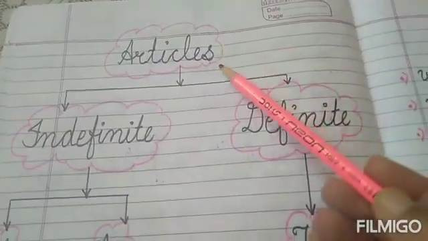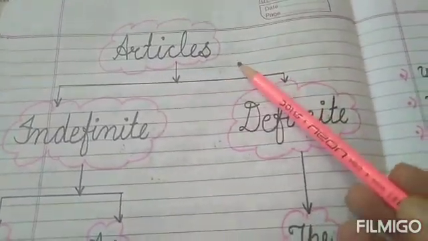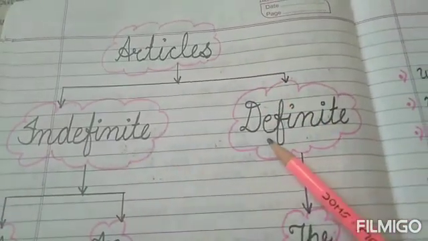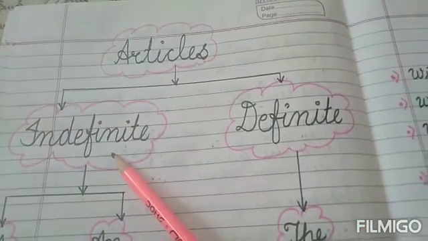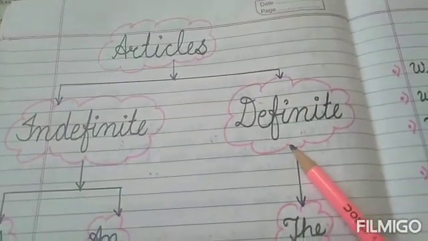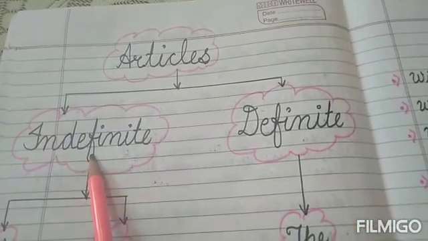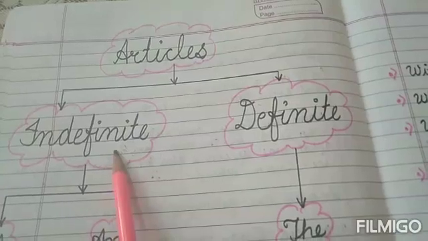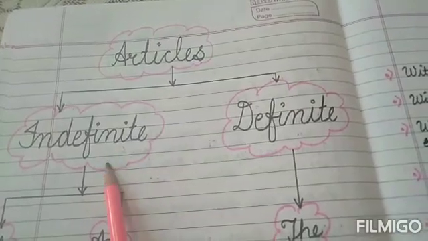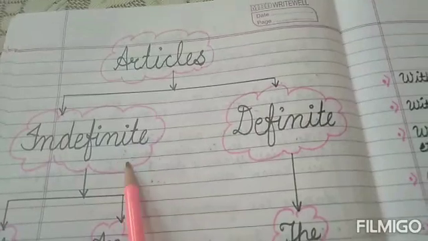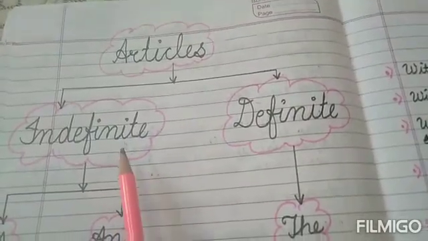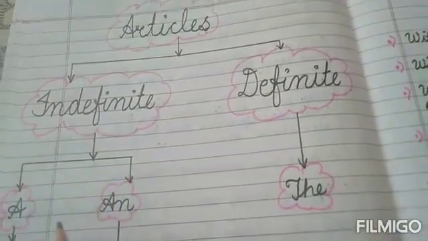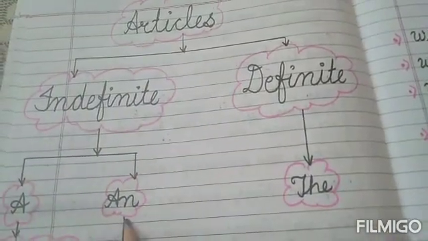See here we have articles. Articles are the words which are used before a noun. Okay, it has 2 kinds: one is indefinite articles and the other is definite articles. Now when it comes to indefinite articles, we are going to use them with a singular noun, and that should be a countable one. In indefinite articles we have 2 words: one is a and the other is an.